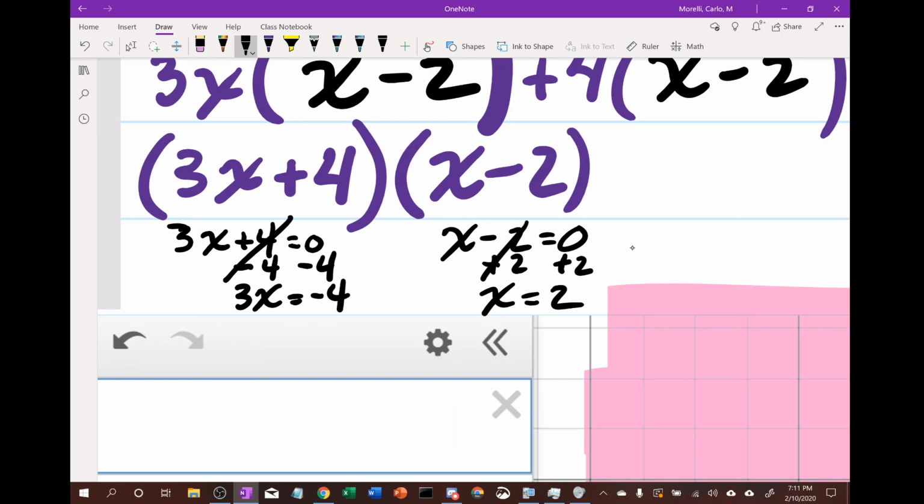So on the left one, 3x equals -4. I've got one more step. Yes. Divide by 3. Wow. So x equals -4/3, or x equals -1.3 repeating. Yeah. Awesome job.